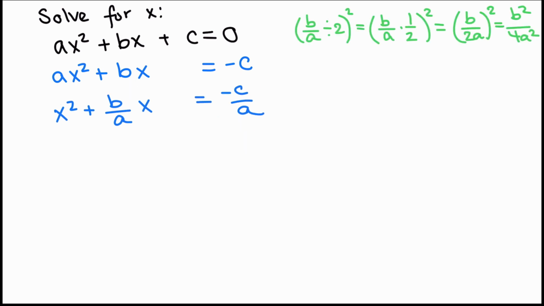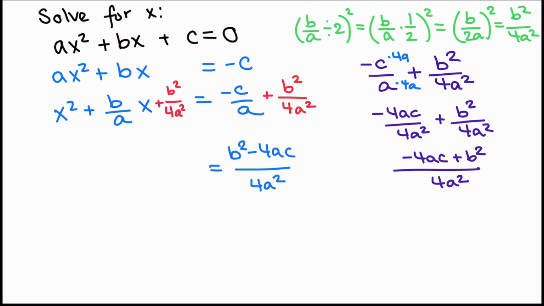To complete the square, I take the number in front of the x, b over a, divide by 2, and square it. Dividing by 2 is the same as multiplying by a half. b over a times 1 over 2 is b over 2a. And when I square that, I get b squared over 4a squared. So I'm going to add b squared over 4a squared to both sides.